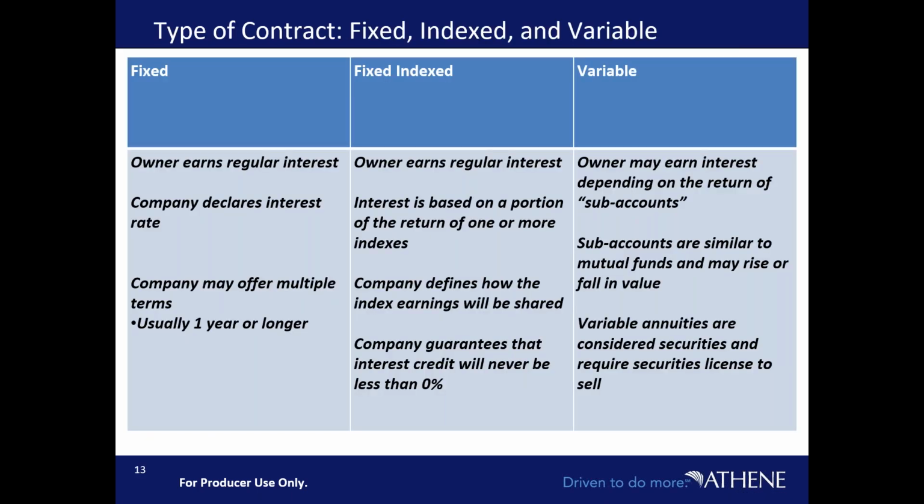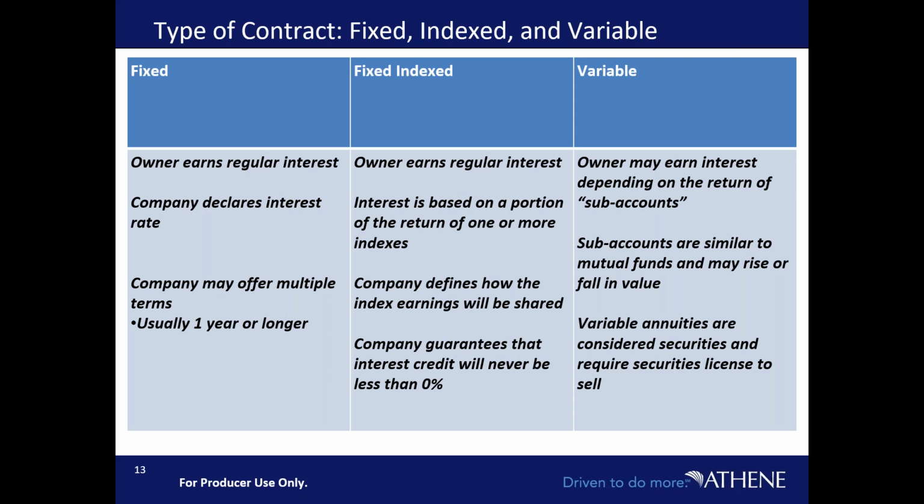So now let's talk about a few different types of annuity contracts. First of all, we've got a fixed contract. This is where the owner earns regular interest, the company declares the interest rate, and the company may offer multiple terms, usually 1 year or longer. Again, that's just a straight fixed interest rate. We call them multi-year guarantees very often, where we may offer a client a given interest rate for 3, 5, 7 years, and it's guaranteed for all those years, just a straight fixed interest rate.